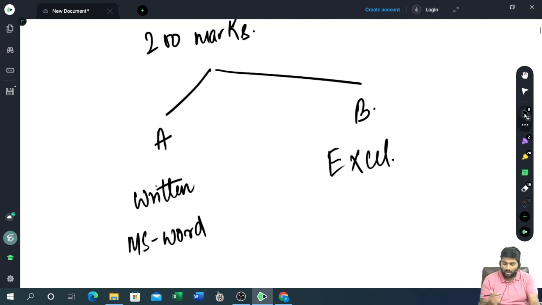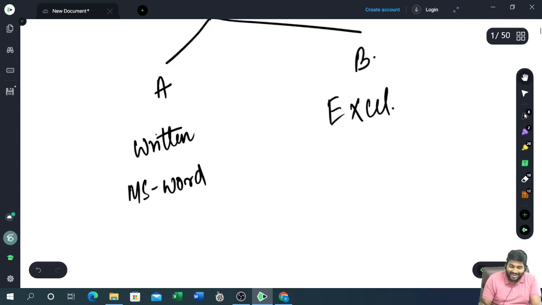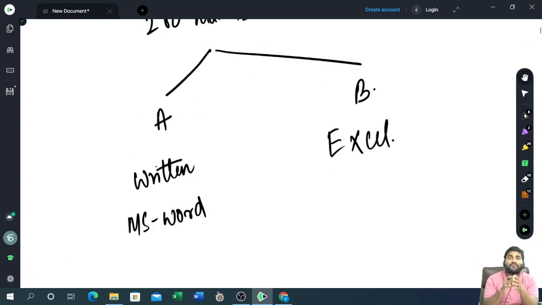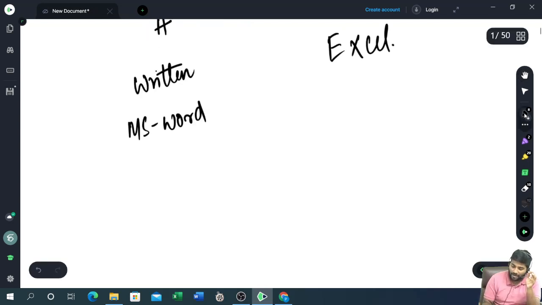Now, by written, I don't mean any sort of theory. By written, what I mean is you need to solve the problems. Previously it was on pen and paper, but currently it is being held in MS Word. Both the papers are of 100-100 marks.